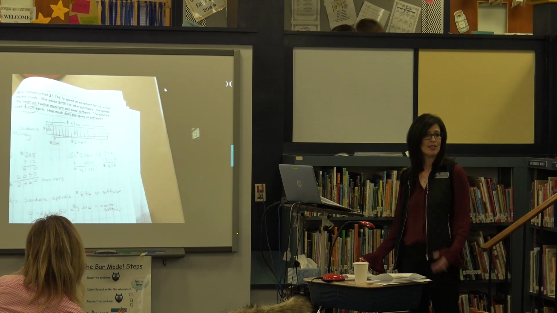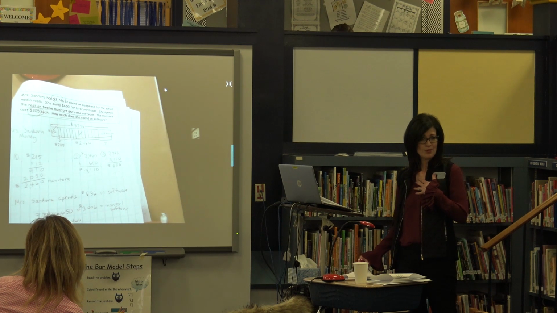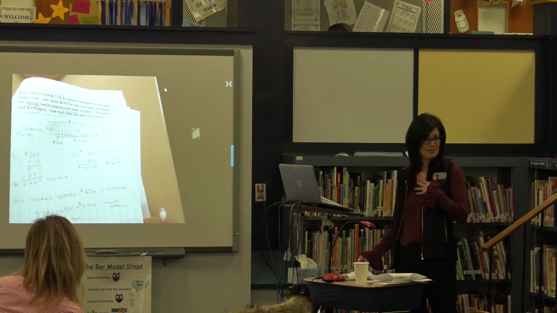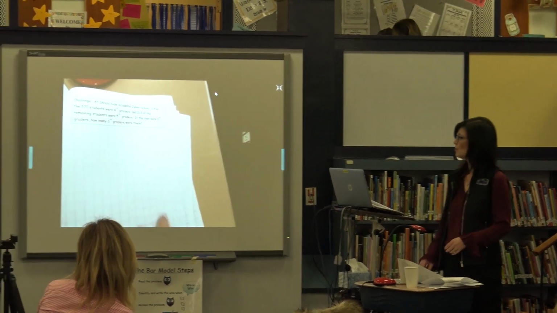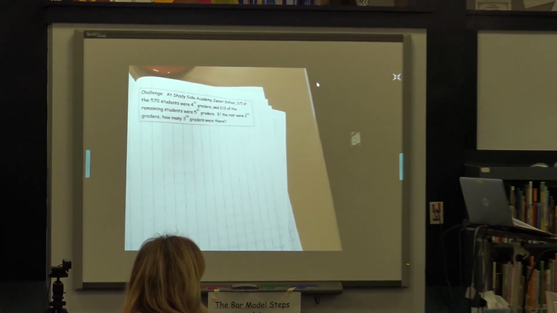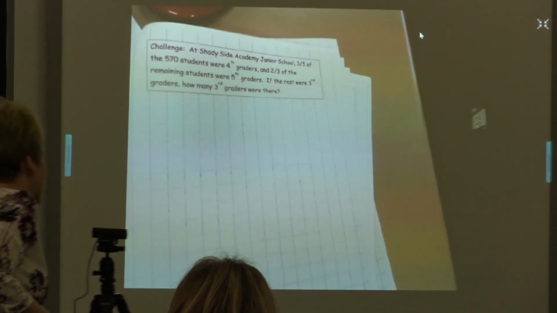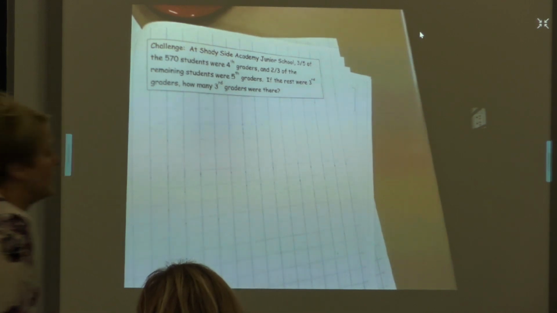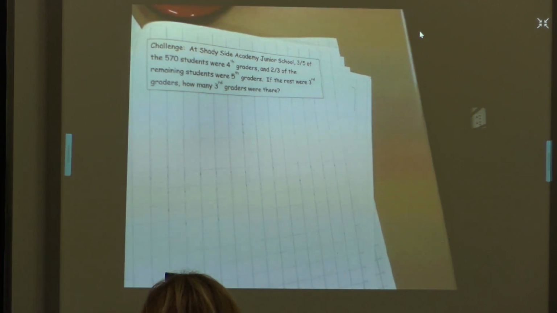The last problem I'm going to leave for you as a challenge problem. We do have packets of answers for you, so my suggestion is that you try it and then look at it. I have done this one with fourth graders before. At Shadyside Academy Junior School, 3/5 of the 570 students were fourth graders, and 2/3 of the remaining students were fifth graders. If the rest were third graders, how many third graders were there?